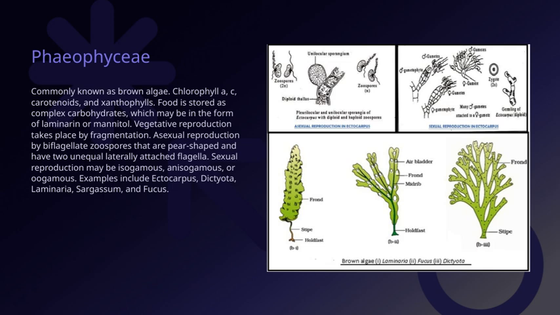It's often isogamous, where the gametes are similar, anisogamous, with differently sized gametes, or oogamous, involving a large, non-motile egg and a motile sperm. Some common examples of brown algae include Ectocarpus, Dictyota, Laminaria, Sargassum, and Fucus. These species highlight the diversity within this group and their importance in marine ecosystems. Understanding these features helps us grasp how brown algae adapt and thrive in their environments, connecting to the bigger picture of algal diversity and ecological roles.